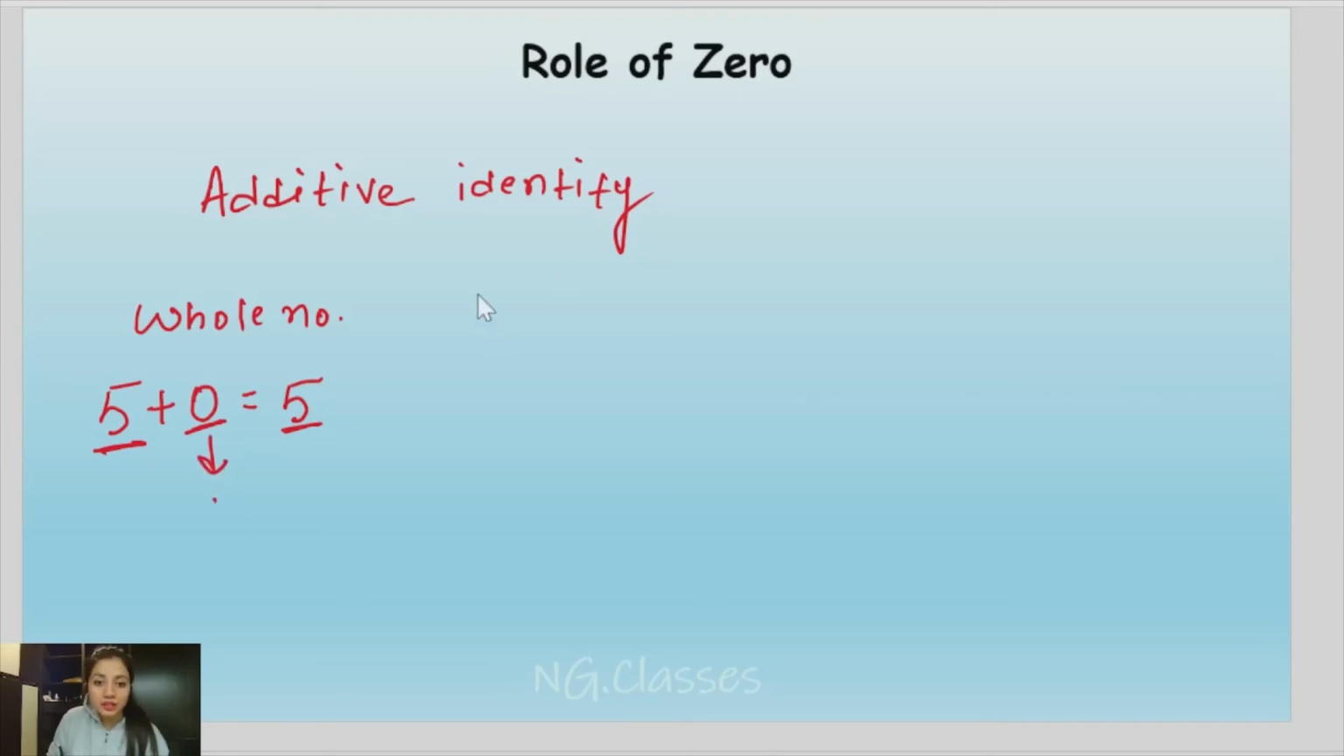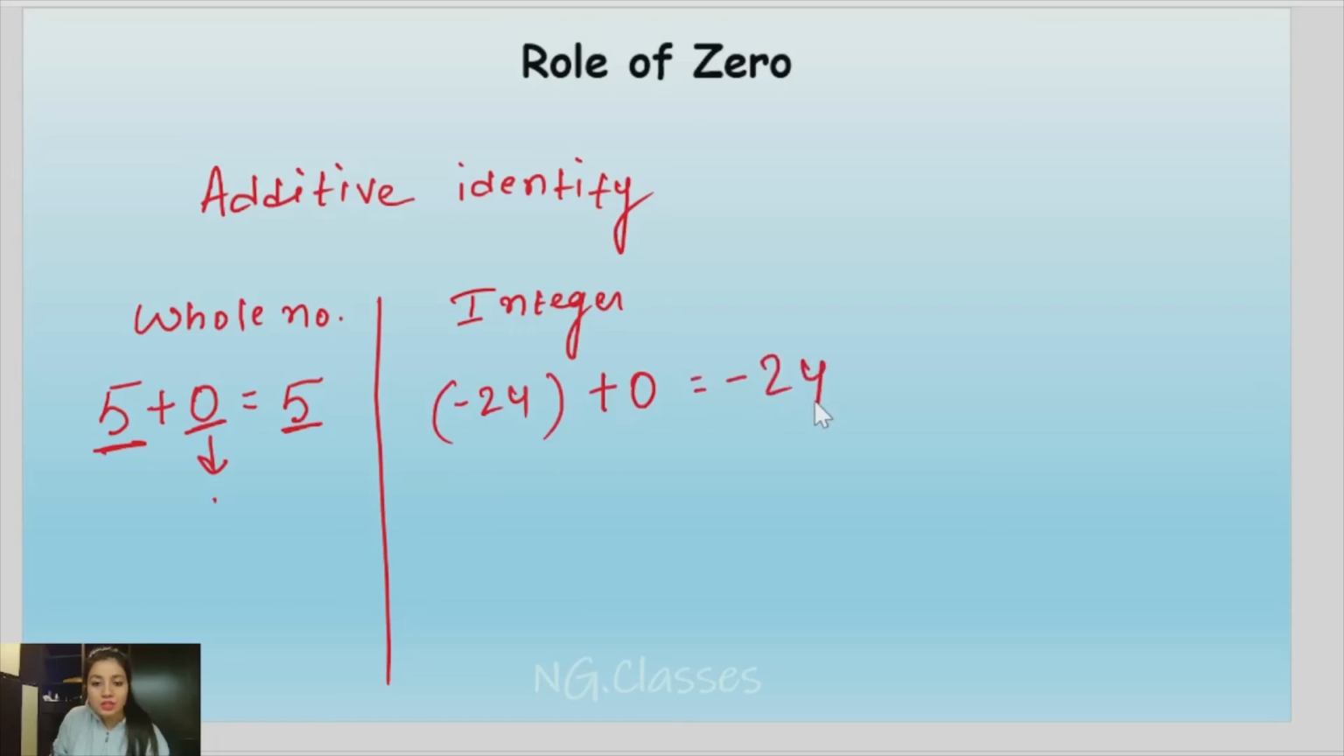Similarly, if we do the same thing for integers, suppose I am taking one integer, minus 24. If we add 0 with this minus 24, our answer will be minus 24 only. So what am I getting? After adding 0, the identity of minus 24: it was earlier minus 24 and now it is also minus 24. So the identity is not changing. So we can say 0 is the additive identity for whole numbers, for integers, and for rational numbers.